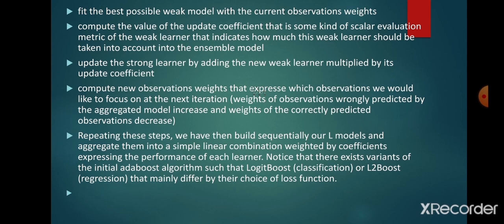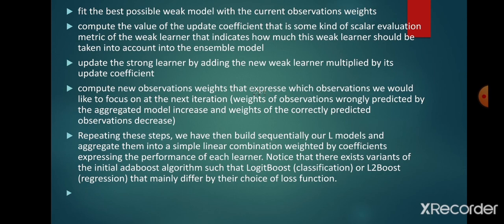Second is to compute the value of the update coefficient, that is some kind of scalar evaluation metric of the weak learner that indicates how much this weak learner should be taken into account in the ensemble model. Third is to update the strong learner by adding the new weak learner multiplied by its update coefficient. Fourth is to compute new observation weights that express which observations we would like to focus on in the next iteration. So the weights of the observations wrongly predicted by the aggregated model increase, and the weights of the correctly predicted observations decrease. Fifth is repeating these steps.